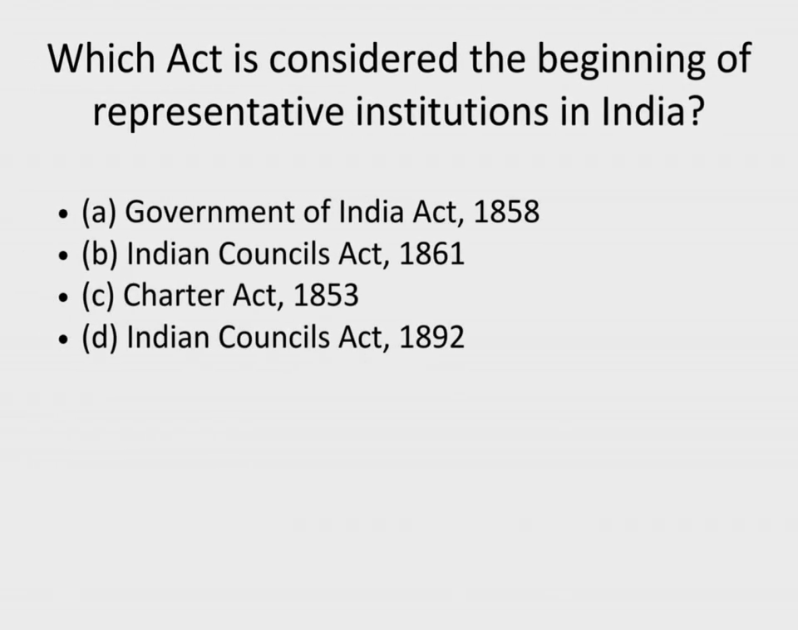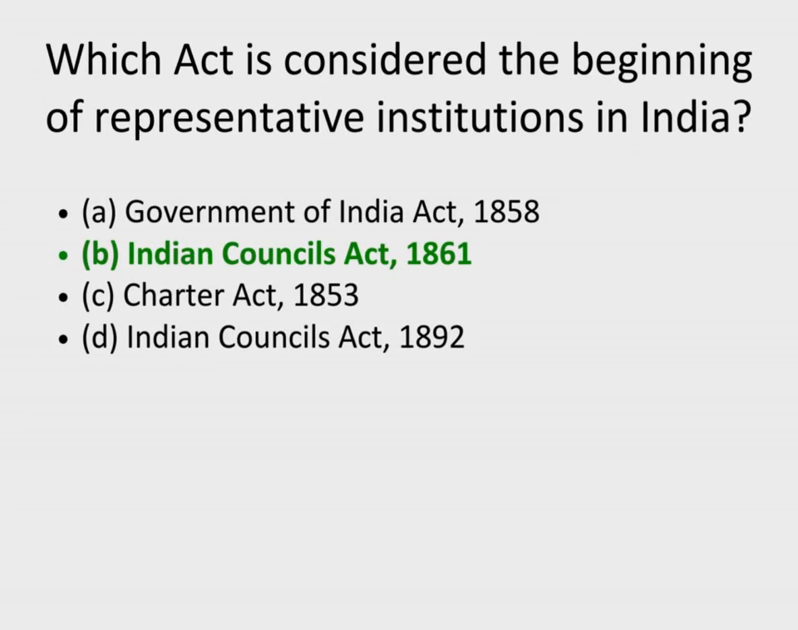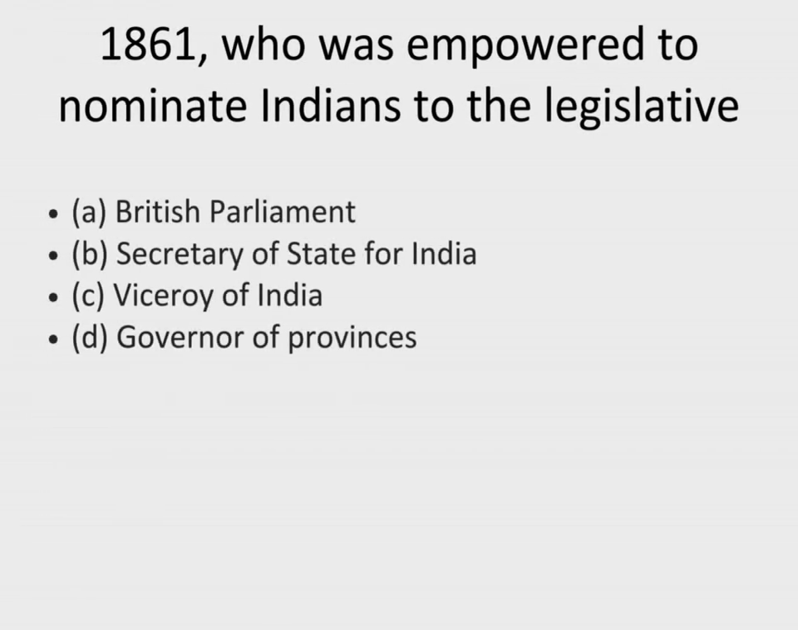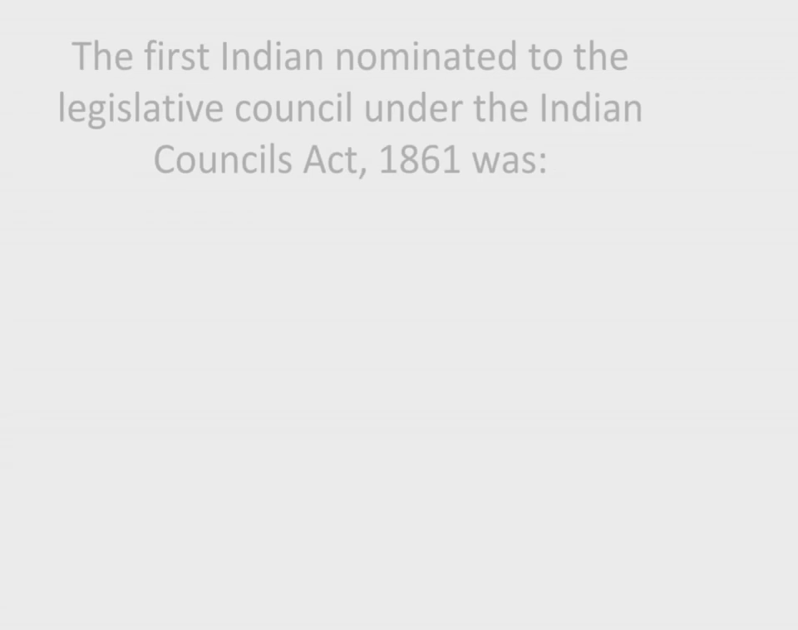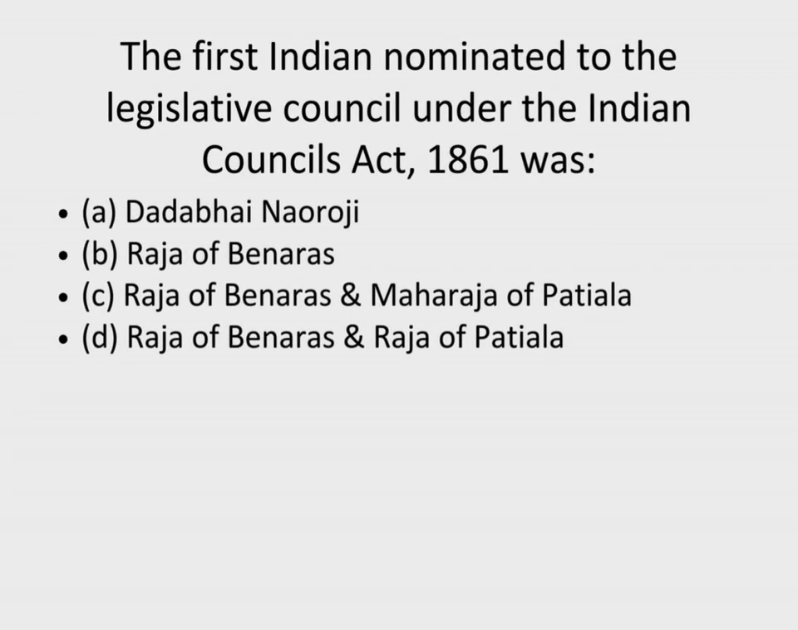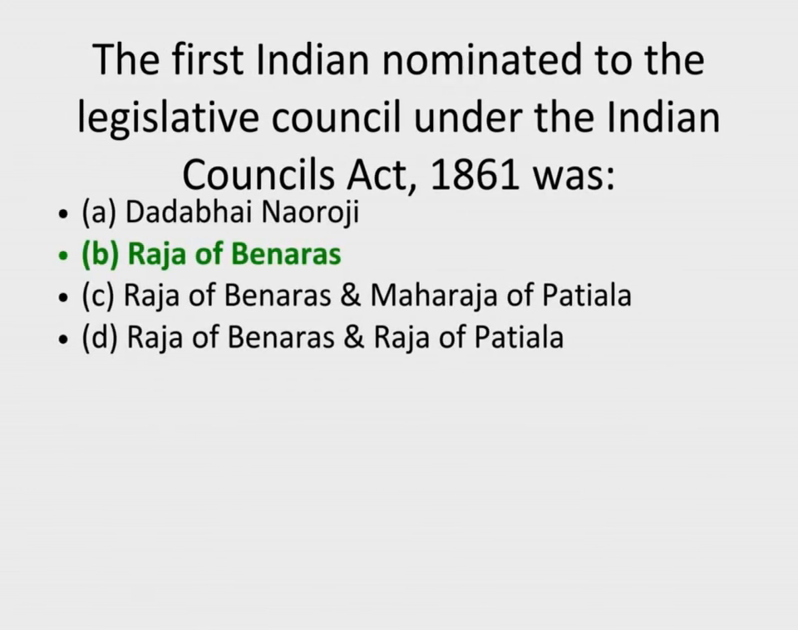6. Which act is considered the beginning of representative institutions in India? Correct answer, B. Indian Councils Act, 1861. 7. Under the Indian Councils Act, 1861, who was empowered to nominate Indians to the legislative councils? Correct answer, C. Viceroy of India. 8. The first Indian nominated to the Legislative Council under the Indian Councils Act, 1861 was. Correct answer, B. Raja of Benares.